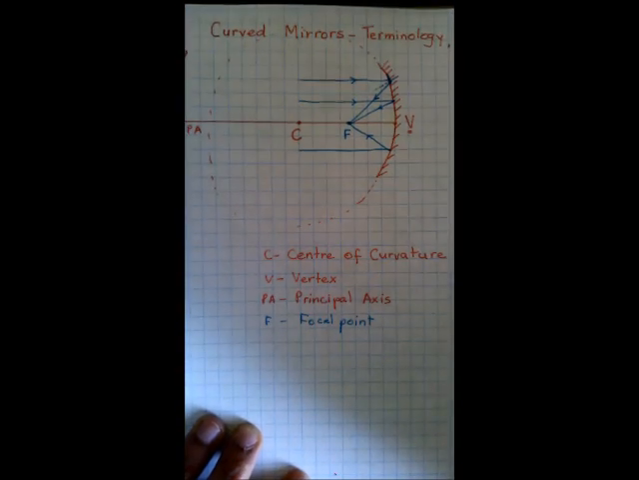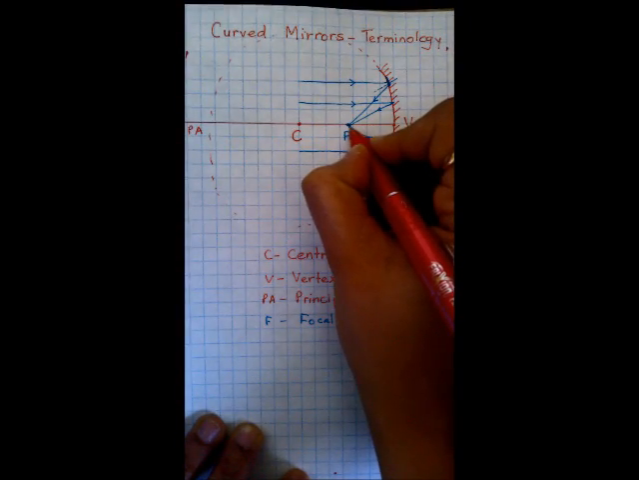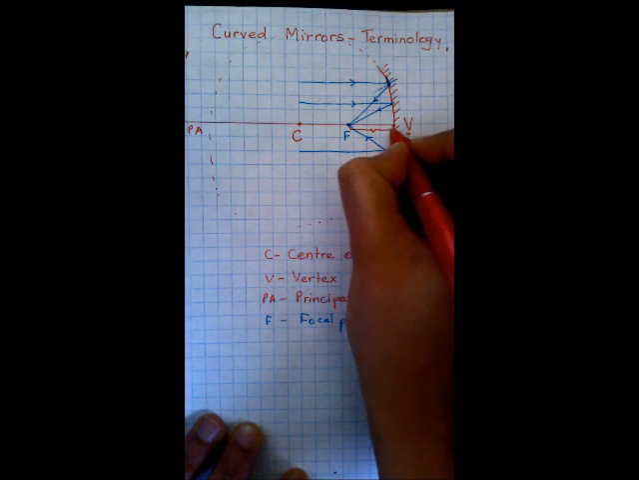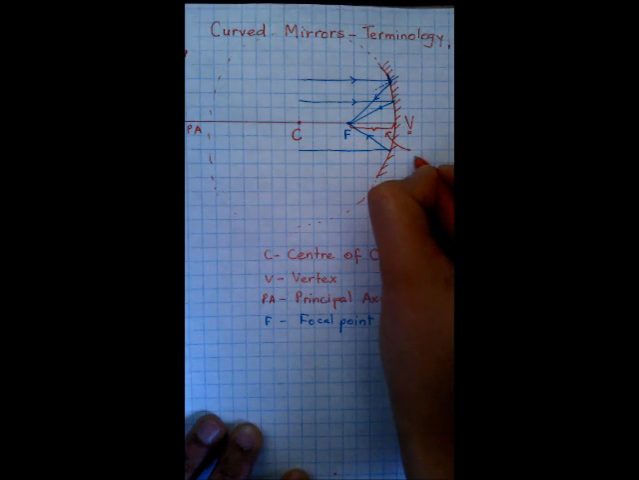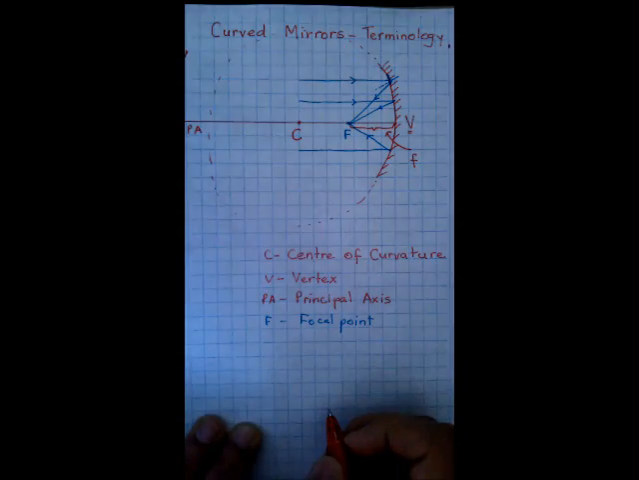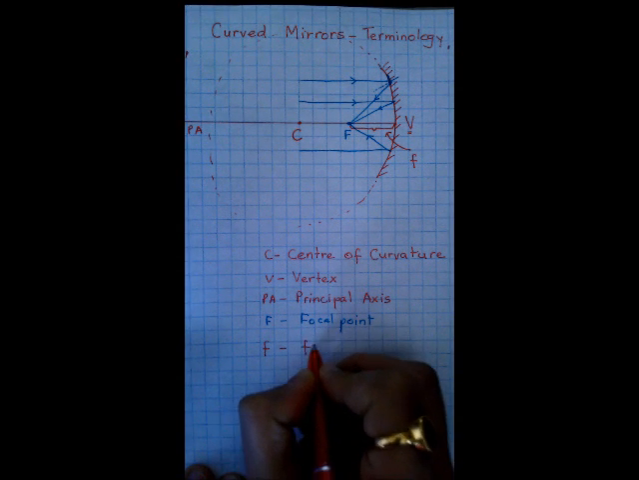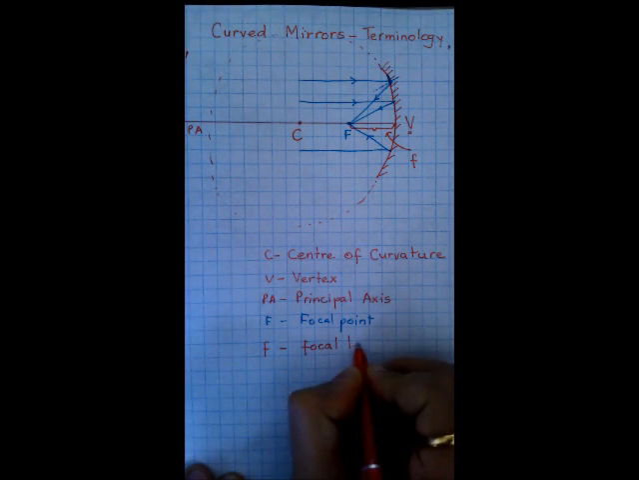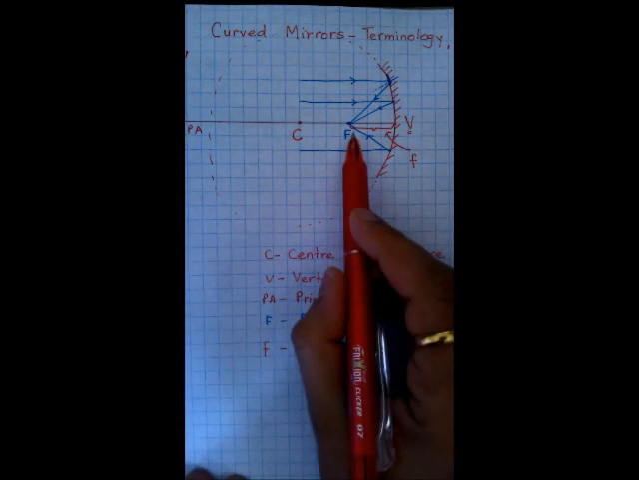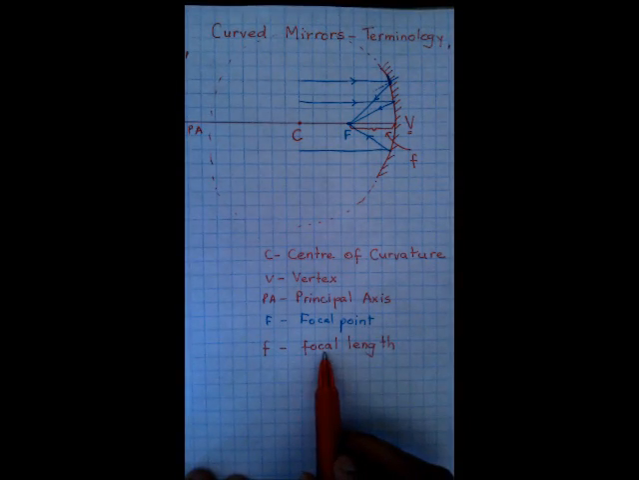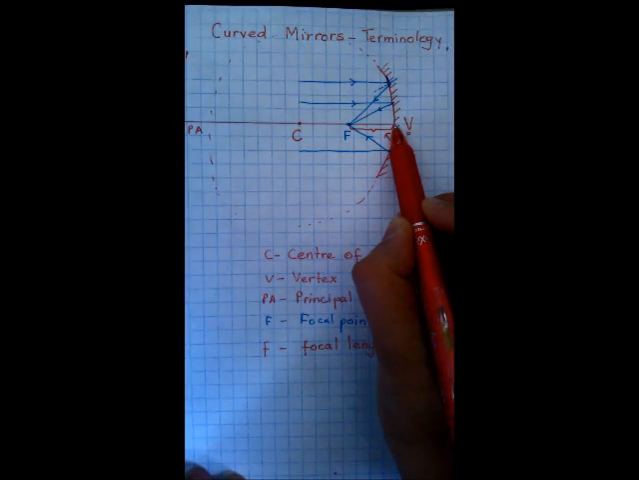Okay, now this distance between F and V is actually represented by a little f known as the focal length. Little f stands for focal length. The capital F stands for the focal point, whereas the little f stands for the focal length, which is the distance between the focal point and the vertex.